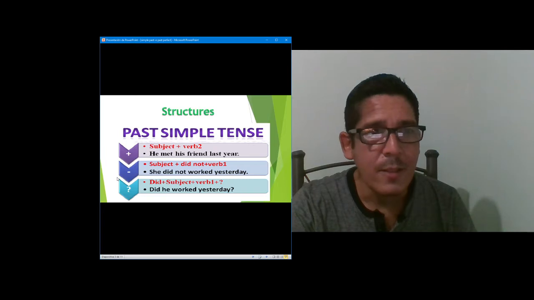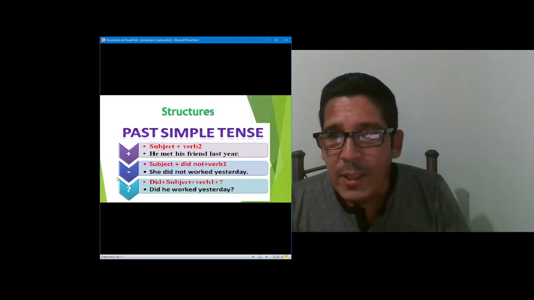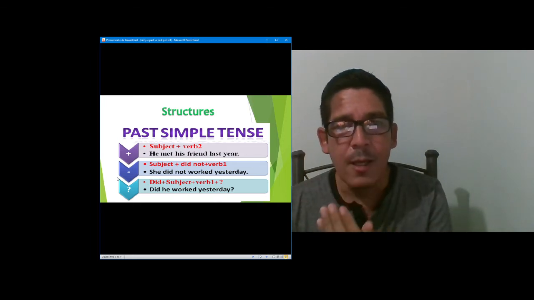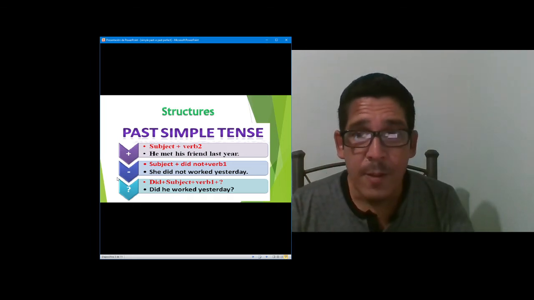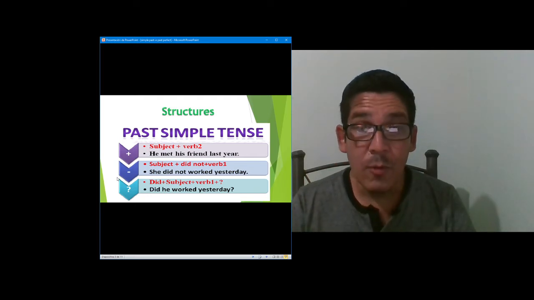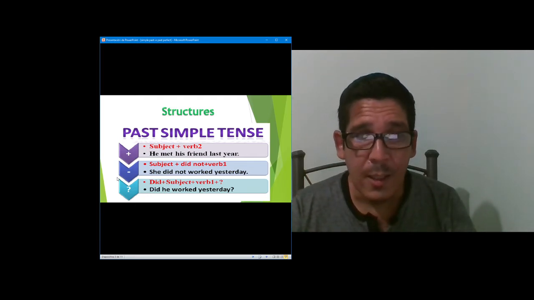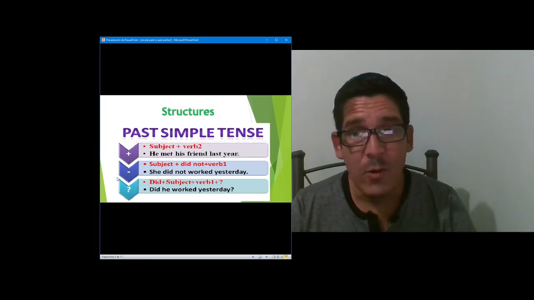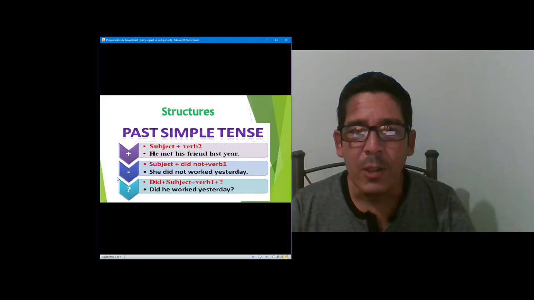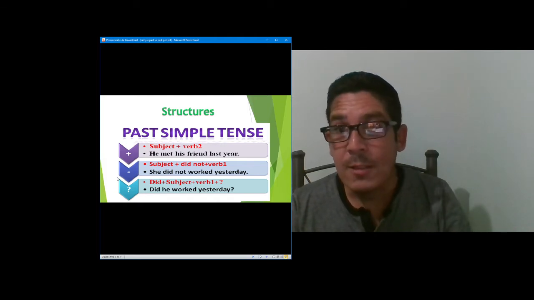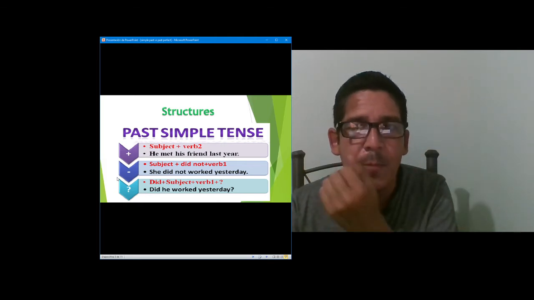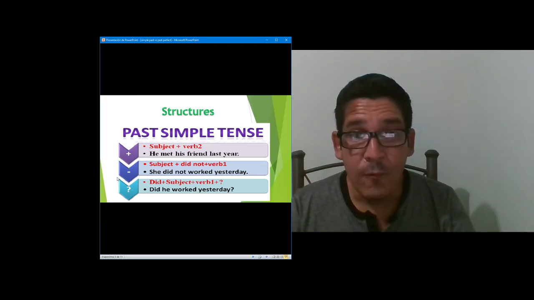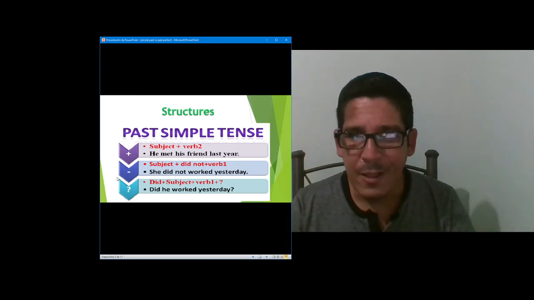Let's continue with this. Another thing that we need to remember is what are the uses and also the structures for the past simple. As you can remember, the past simple in the affirmative sentence is made of the subject plus the verb in past. We have it over here, the verb number 2, which is the simple past in your list of verbs, okay? For example, he met his friend last year, okay?